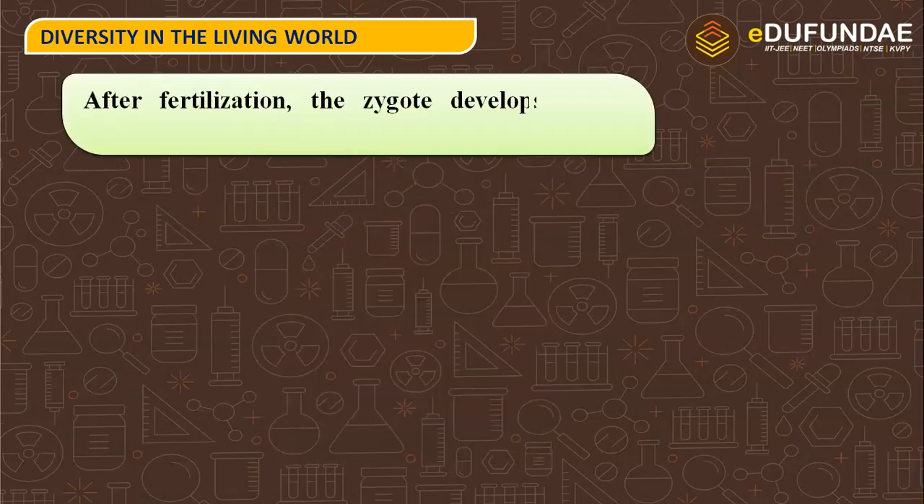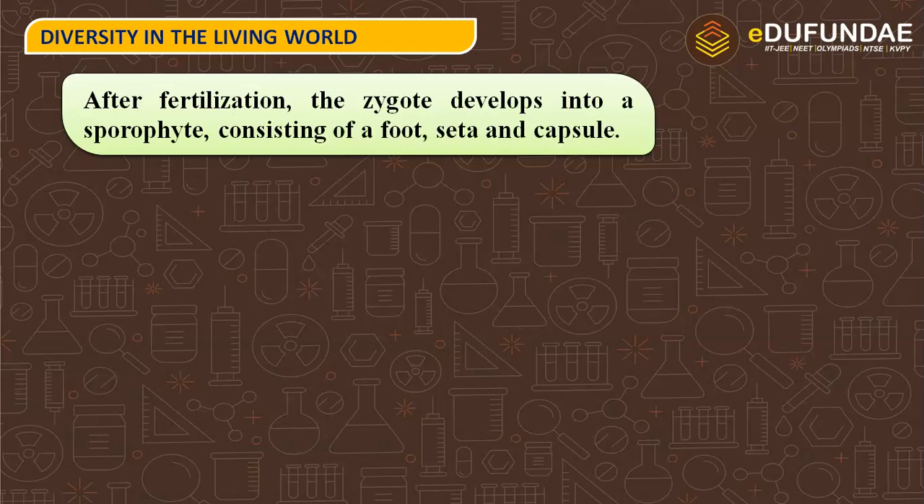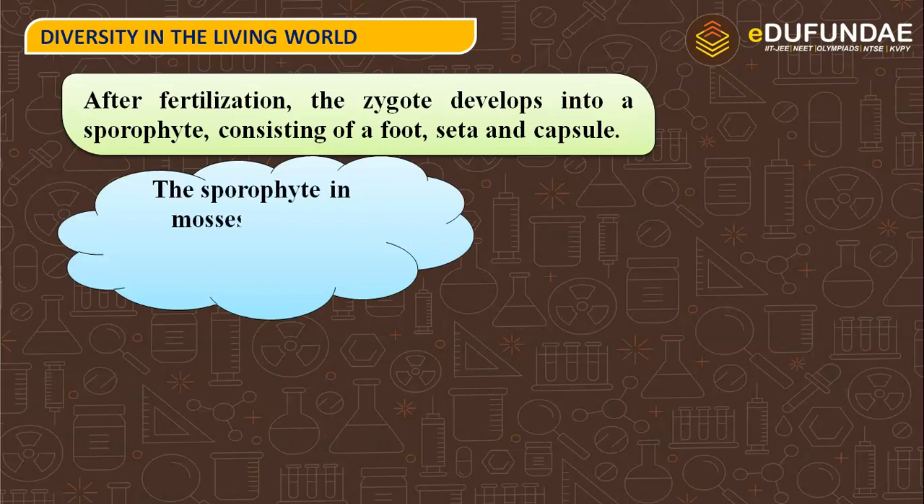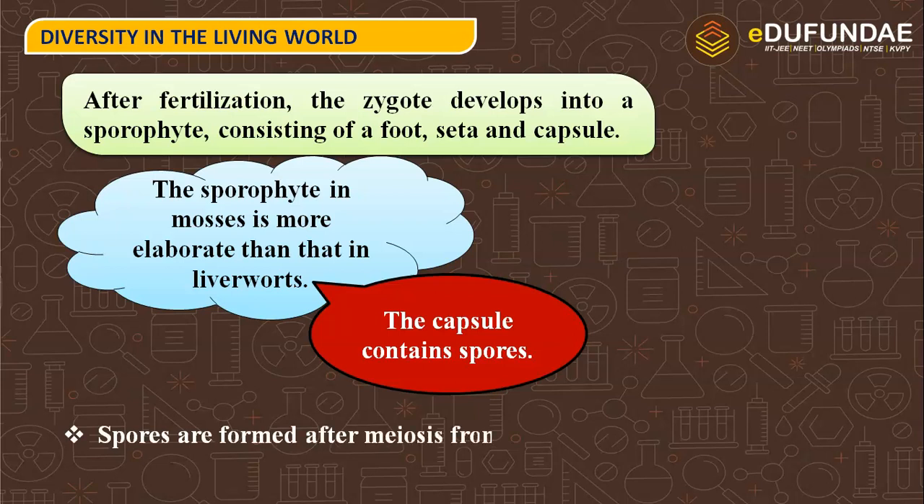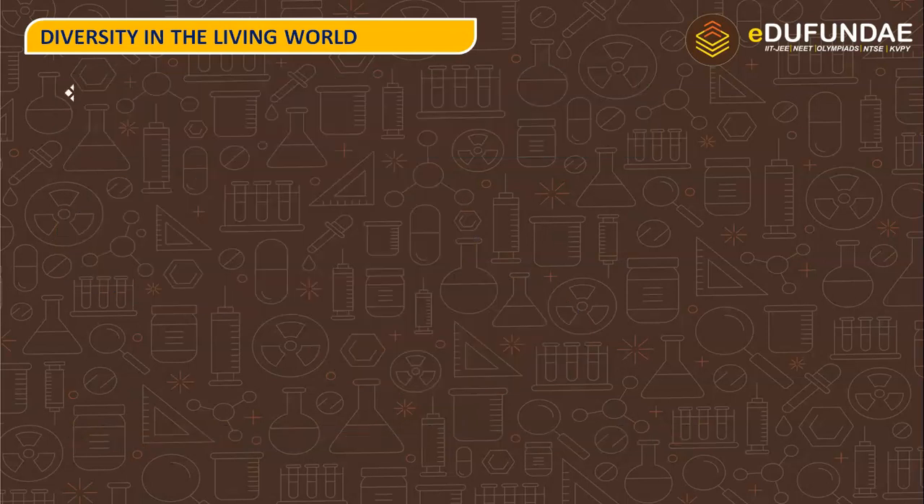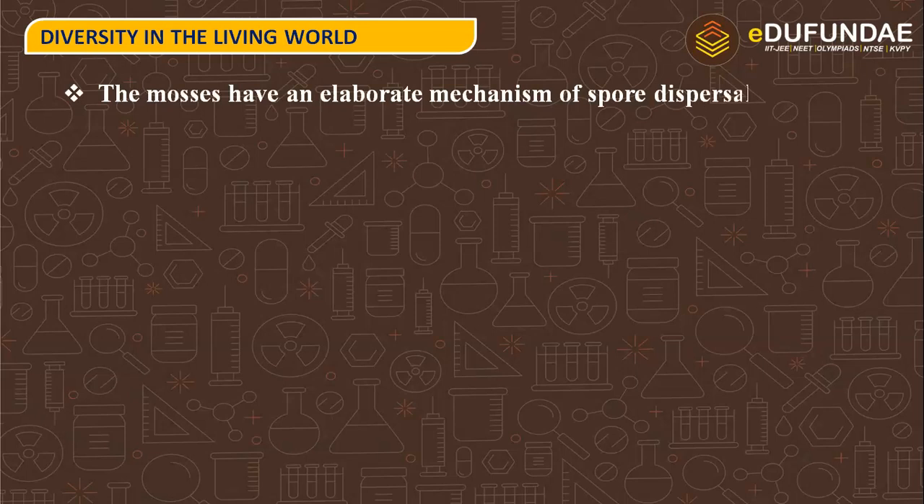After fertilization, the zygote develops into a sporophyte consisting of a foot, seta and capsule. The sporophyte in the mosses is more elaborate than in liverworts. The capsule contains the spores. Spores are formed after meiosis from the spore mother cells. So the whole phenomenon is the same, and the different structures are forming in the body. The mosses have an elaborate mechanism of spore dispersal.